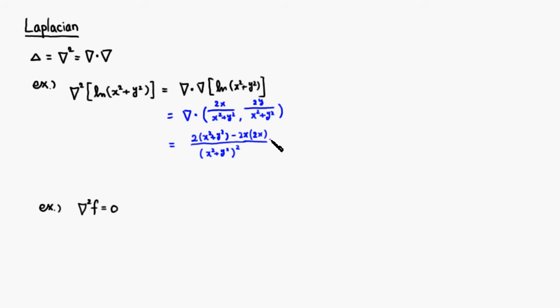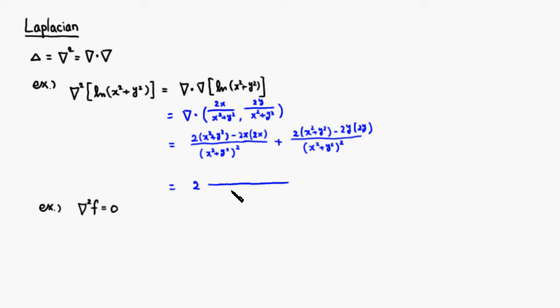Then we have to add the partial derivative of the second term with respect to y. So we have x squared plus y squared, squared, on the bottom. The derivative of the top is 2 times the bottom, x squared plus y squared, minus the top, 2y, multiplied by the derivative of the bottom, 2y. Everything has a 2, so I'll put 2 in front.